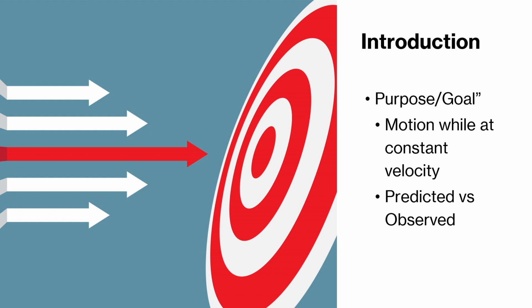Now, let me talk about the purpose of this. The purpose is to measure the motion of an object, in my case an expo marker, while it is at a constant velocity. I should expect to see a constant position over time. I will then compare my observations to the computational model, which is a prediction of what should be observed.